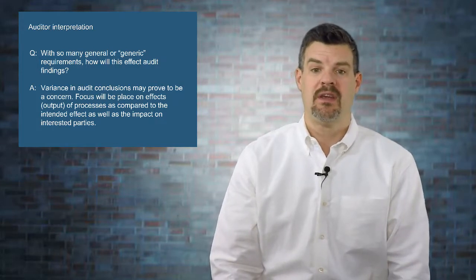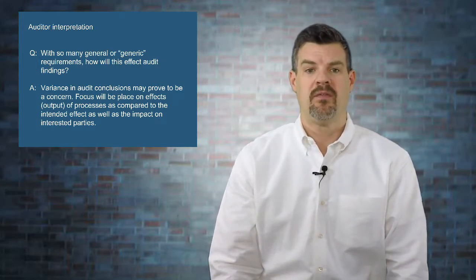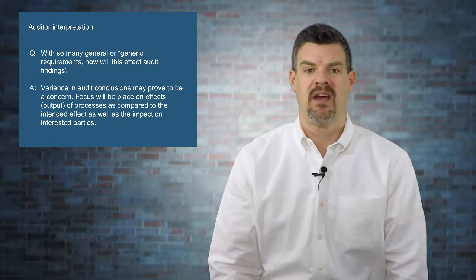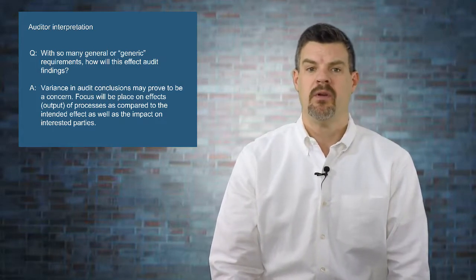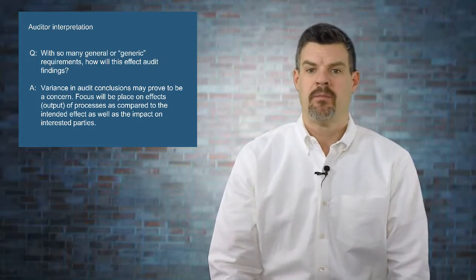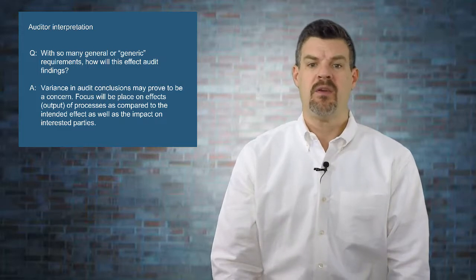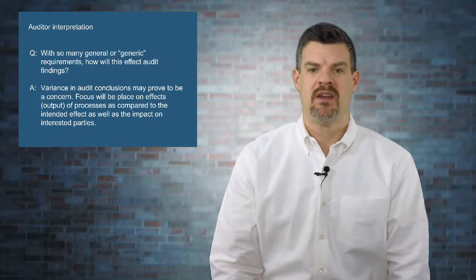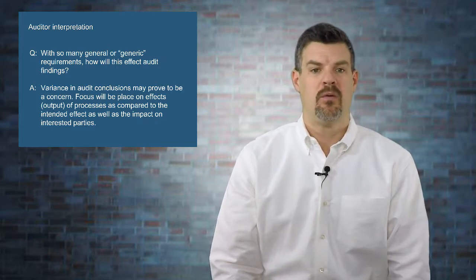We shall see how much variance we have from one auditor to the next, but the idea is to have a very clear understanding of what your desired outputs are for each of your processes. For the ambiguous requirements within the standard, sit down with your team and really define how you're going to go about satisfying those requirements, just to take that ambiguity out of the equation.